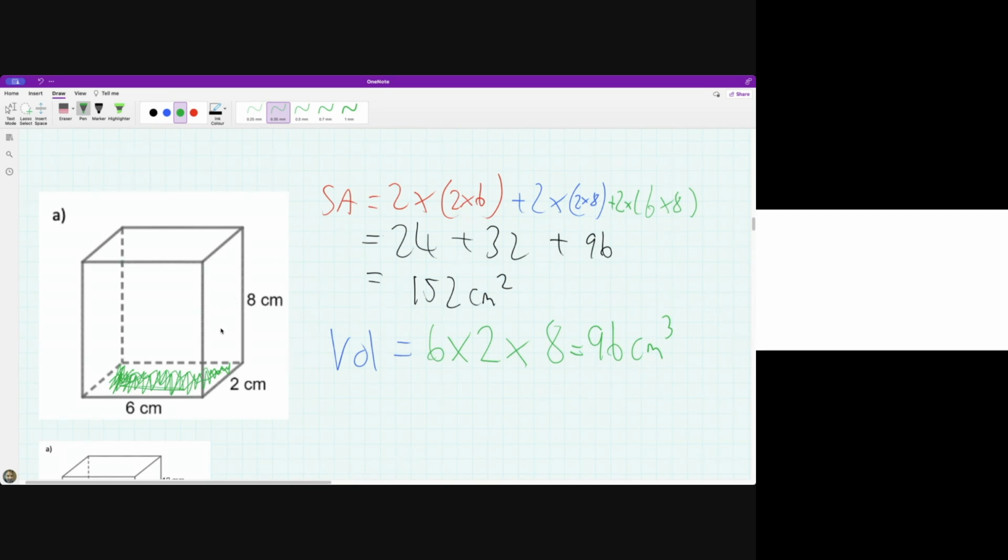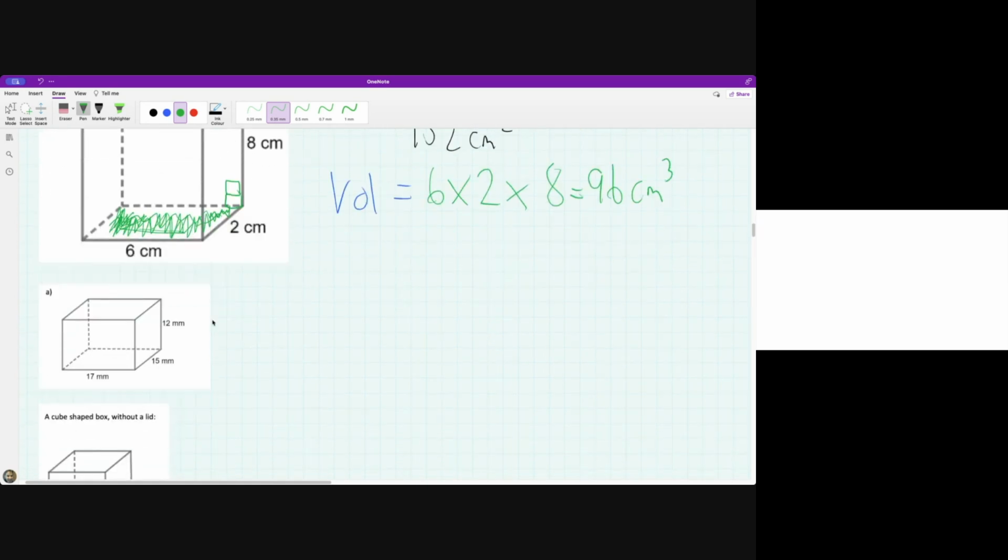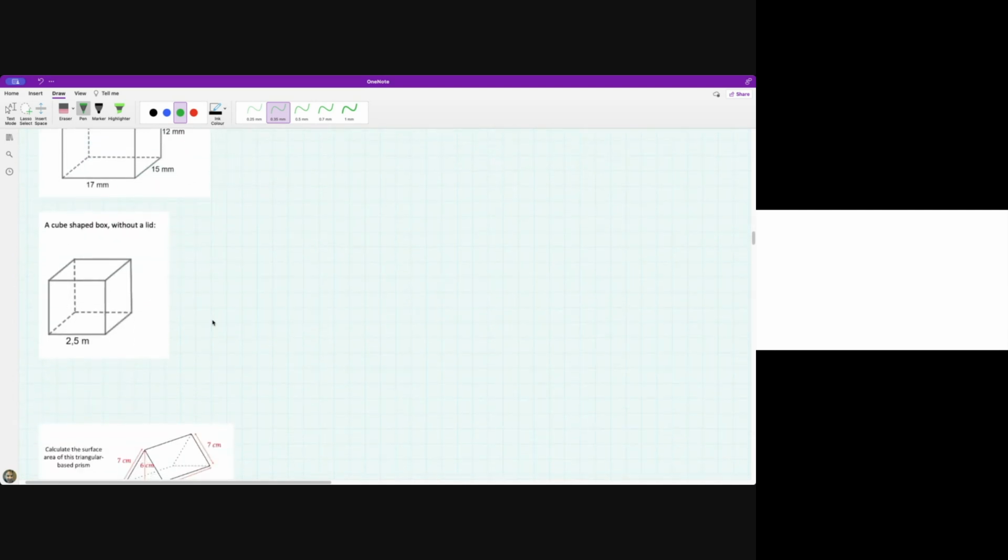So it's important you understand the difference between volume, which is 96 little cubes that fit inside here. You can imagine there's one little cube, there's another, and 96 of them are going to fit inside here. Whereas with surface area, we're talking about the wrapping paper. Like, how much does it take to wrap this? Okay, let's do this one.